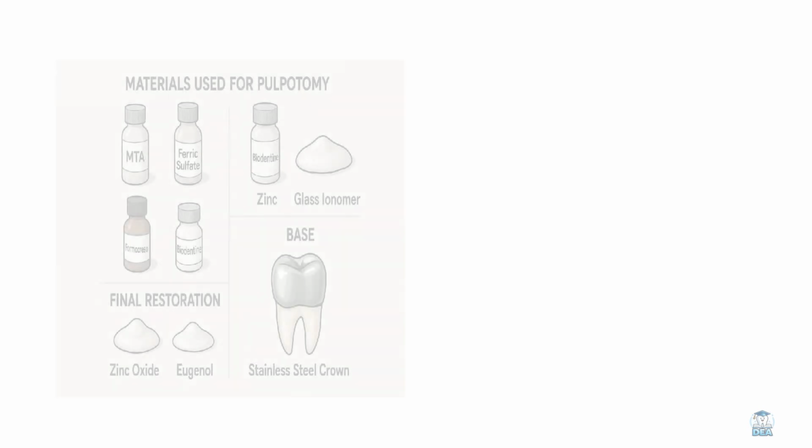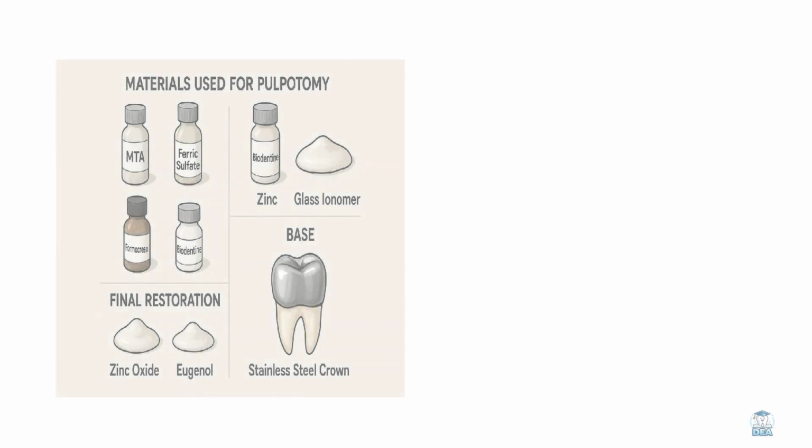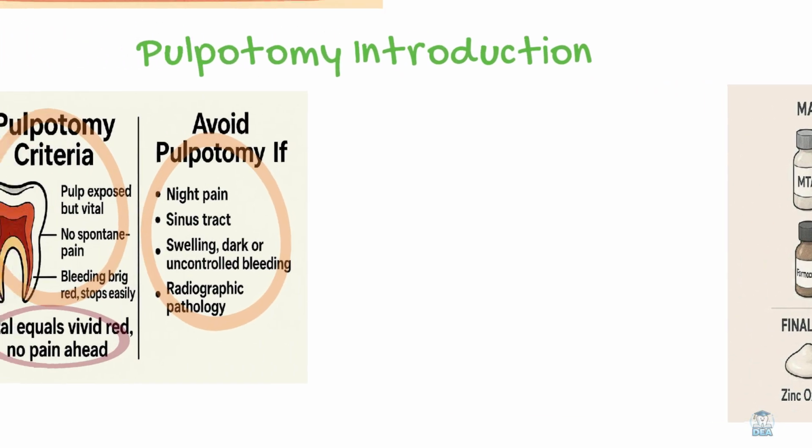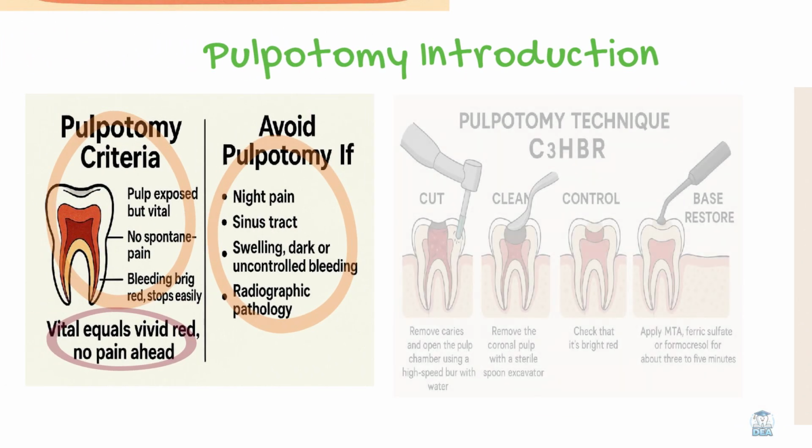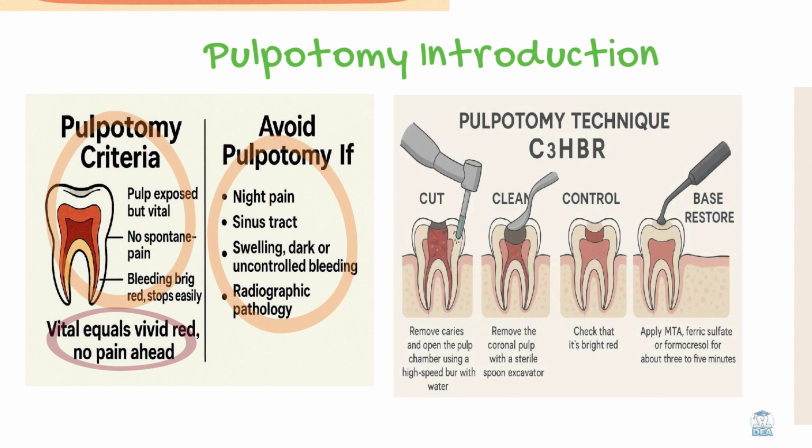Materials used for a pulpotomy include MTA, ferric sulfate, formocresol, or biodentine. The base can be zinc oxide eugenol or a glass ionomer, and the final restoration should be a stainless steel crown. The pulpotomy technique follows the mnemonic C3HBR: Cut, clean, control, hemostasis, base, restore.